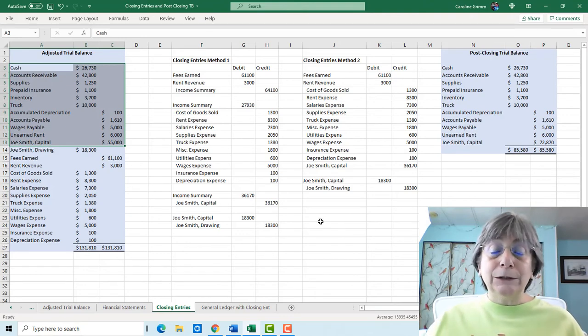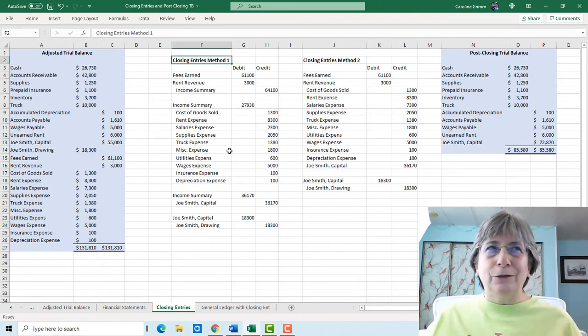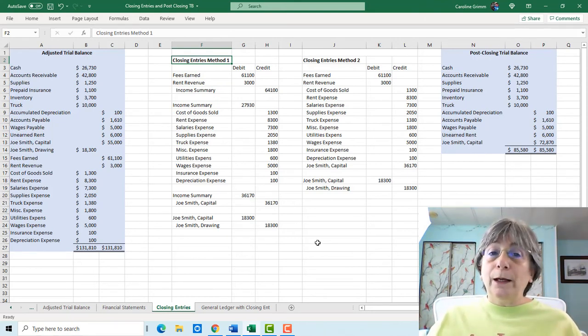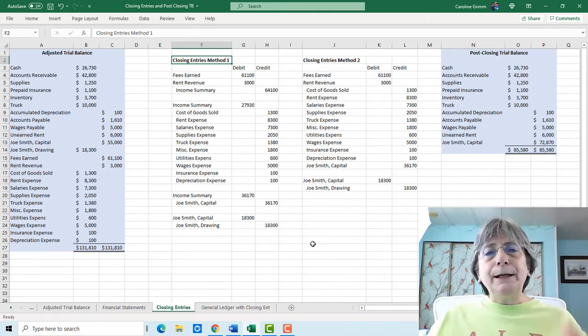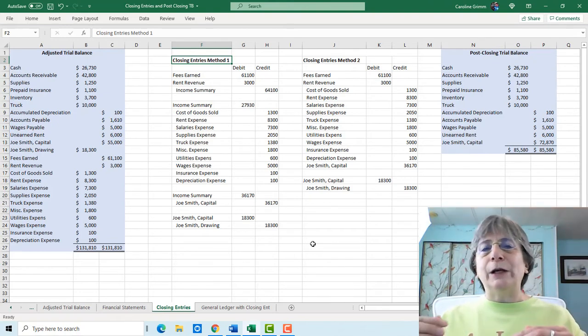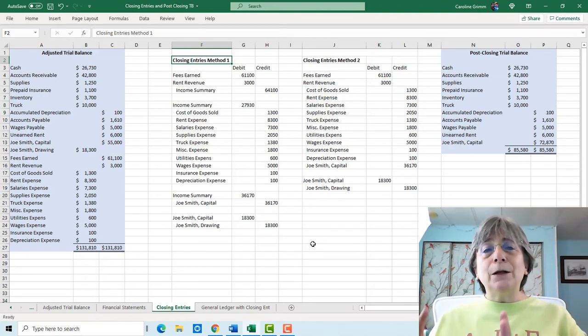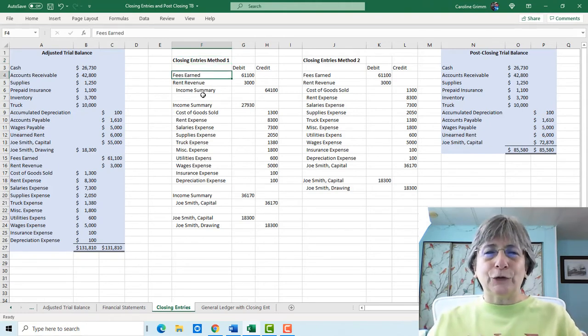So how do we do that? Well, there are 2 methods of doing closing entries. One is probably really old school, and the other one is a little less old school, but still pretty ancient. So closing entries method number 1 uses a new account called an income summary account. An income summary serves as a clearing account. We're going to move things in and out of it, and when we're done with it, the balance will be 0. Method number 2 skips that and just goes directly to the different accounts that we're impacting.